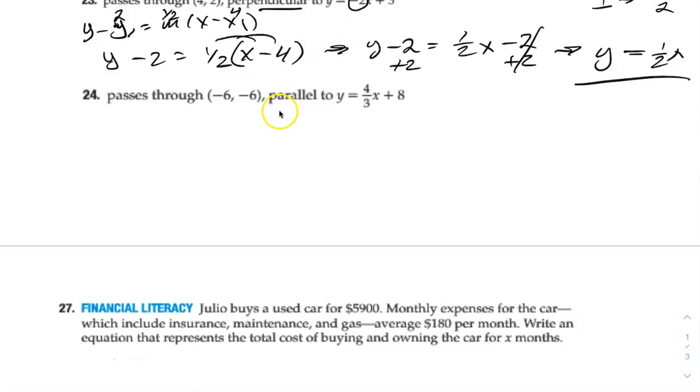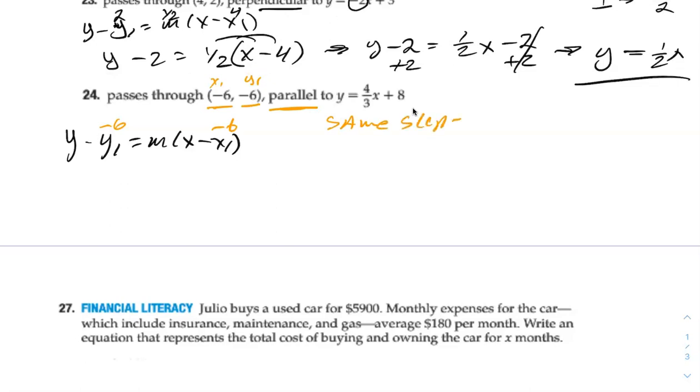Passes through negative 6, negative 6, and parallel to y equals 4/3 x. So same idea, right? I see we're writing an equation, I think this. They already give me a point, so here's x1, y1. So negative 6 and negative 6. It's parallel to this guy, and parallel means same slope. So if my slope here is 4/3, remember slope is just the number, my parallel slope is going to be the same. So 4/3. M1 parallel is M2. So 4/3.